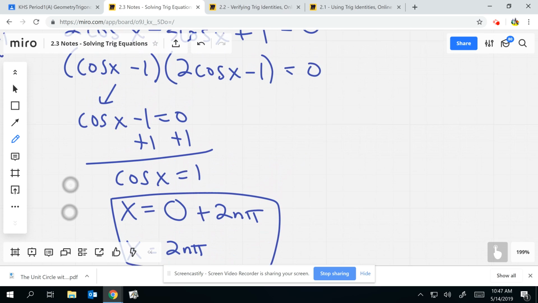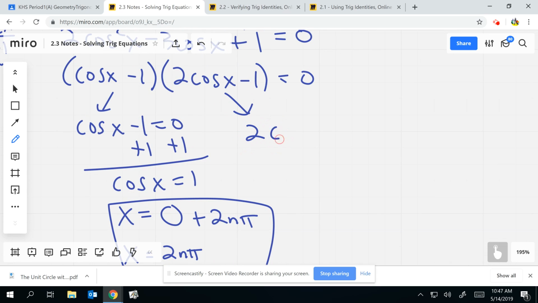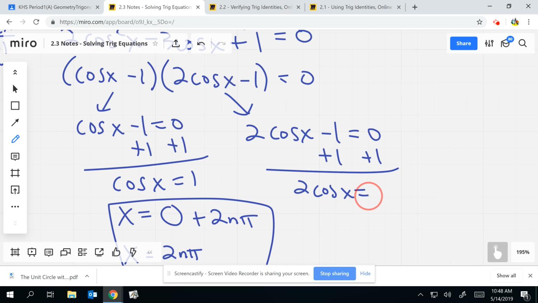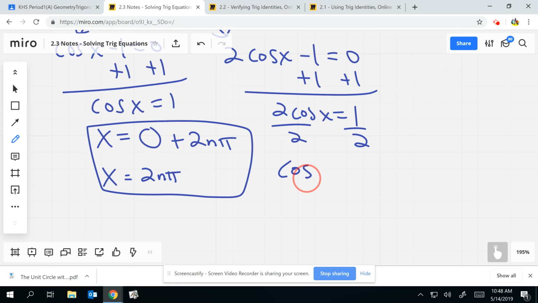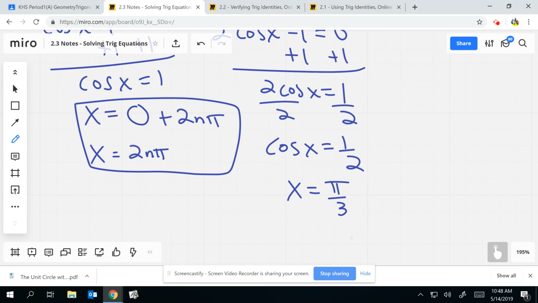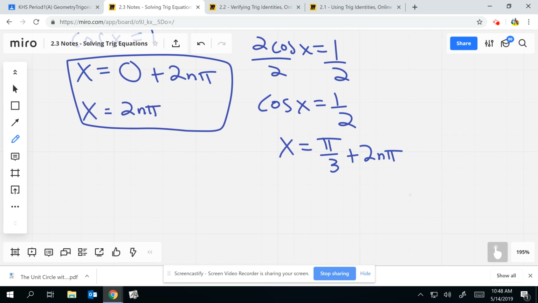Let's try the other parentheses. 2 cosine x minus 1 equals 0. So let's add 1 again. 2 cosine x equals 1. We'll divide by 2. Where is the cosine of x a half? What angle value is the cosine a half? I'm looking at pi over 3 plus 2n pi. And I'm looking at also 5 pi over 3, way near the bottom.